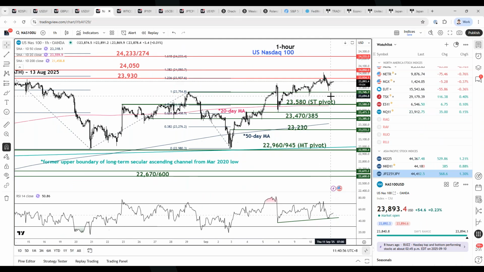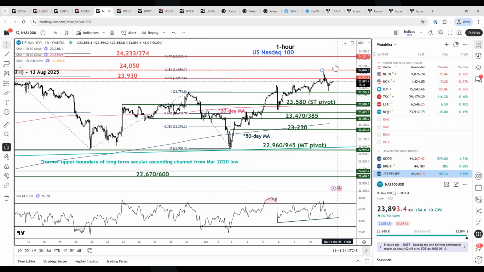the Nasdaq 100. Adjusted pivotal support for today will be at 23,580 short-term pivotal support. Unless we have a bullish breakout above 25,050, then I will tighten my pivotal support to 23,745. So right now, using 23,000 adjusted pivotal support will be at 23,580, slightly upwards. Also confluence with the 20-day moving average as well. Maintain that bullish bias. First resistance level to watch will be at 23,930.